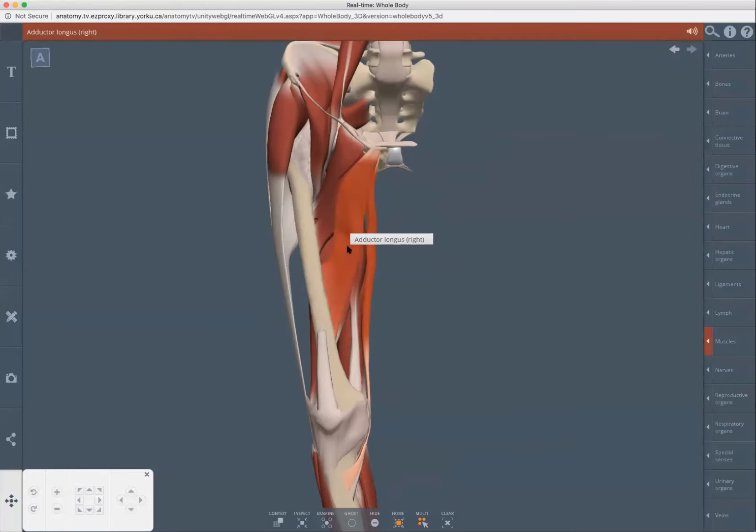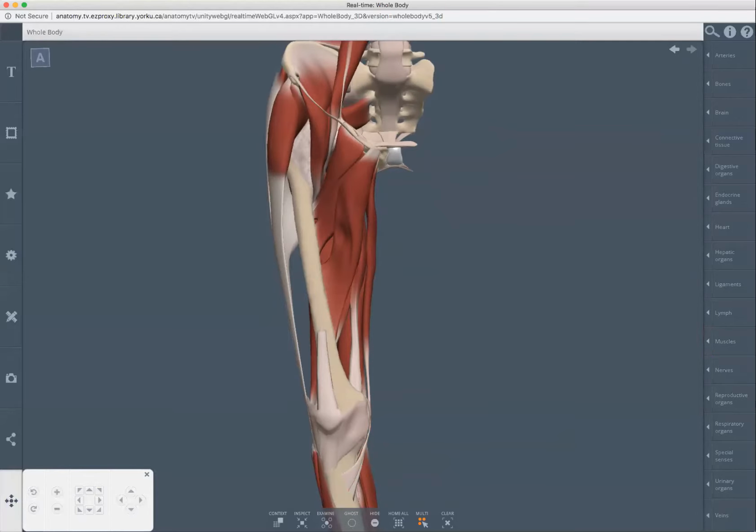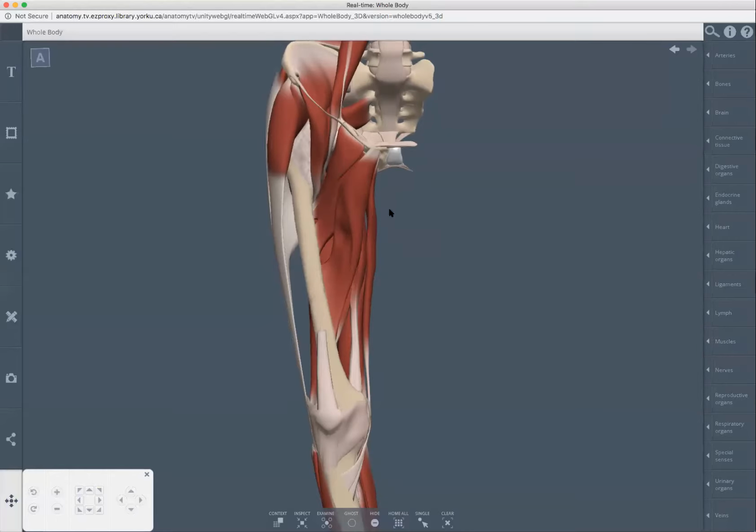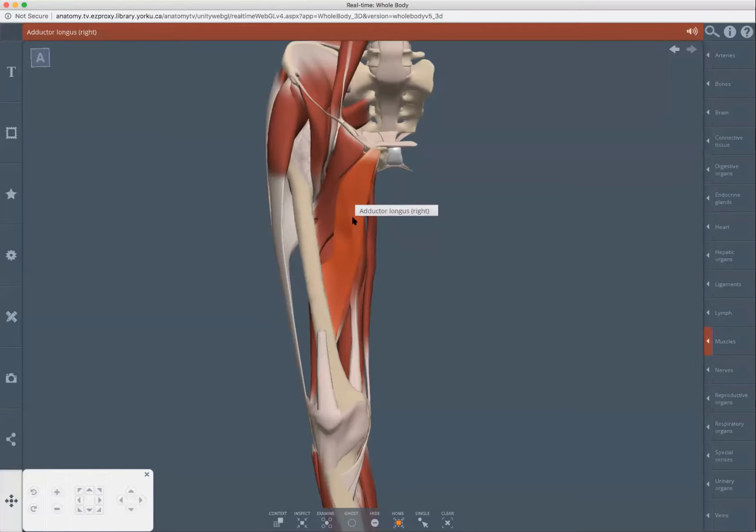Then we'll go up here to adductor longus. You're going to have an adductor longus, adductor brevis, and below is adductor magnus. So let's start with adductor longus. We're going to hide that because the other two are kind of hiding behind it. There's your adductor brevis, brevis meaning short. Hide, and then we have our adductor magnus.